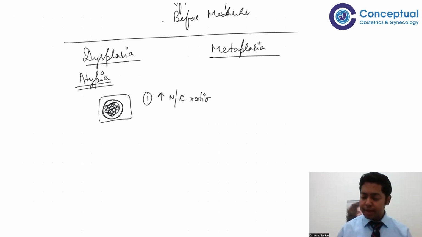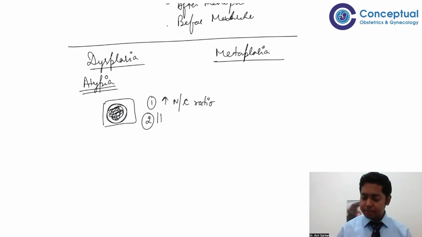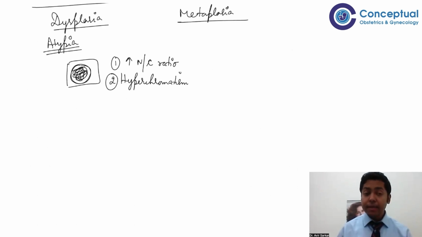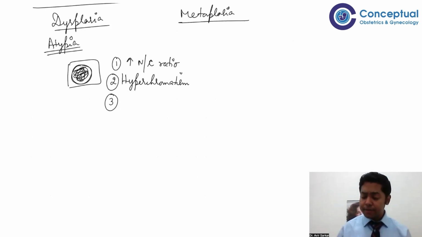Number two, there is hyperchromatism. Hyperchromatism also means that the nucleus is increasing in size. Okay, so number two is hyperchromatism. Third, there is loss of basal polarity. Loss of basal polarity.